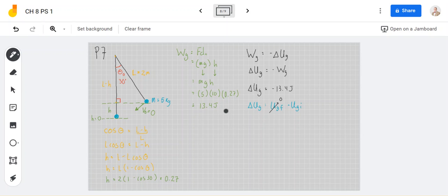So if the change is equal to negative 13.4 is equal to negative UG initial, then UG initial is equal to 13.4 joules. This isn't actually that surprising because if we say this is 0 and this is the original, the initial, well, it has to be equal to the work that was done.